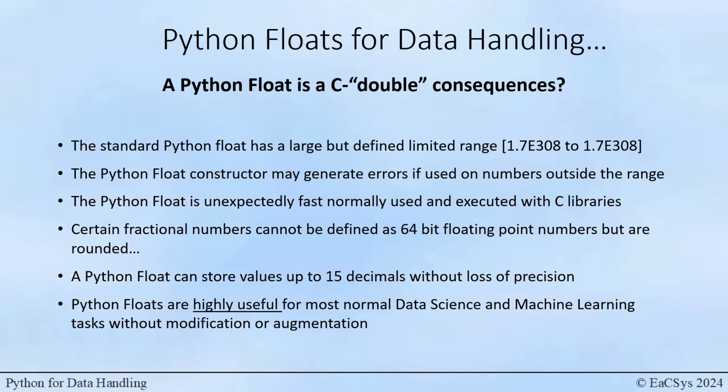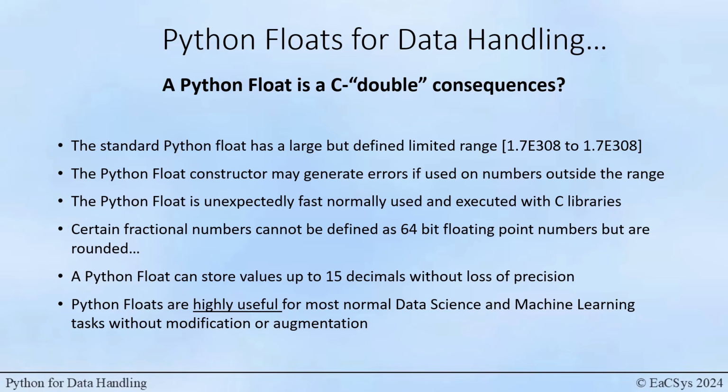It also means that the Python float is unexpectedly fast because it is often executed with C libraries, and C is a very fast language, but which is very complex to use. And this also means that the Python float's range is huge, but limited between two incredibly large numbers. And if a number is outside of this range, the float constructor may throw or generate errors if used on numbers larger than the numbers within this range.